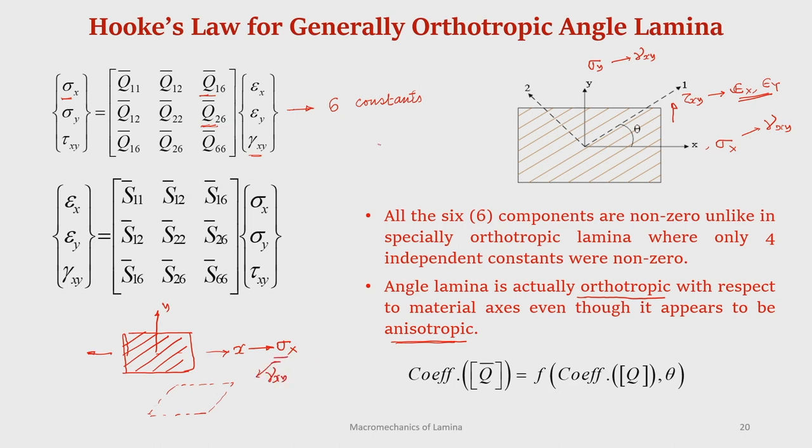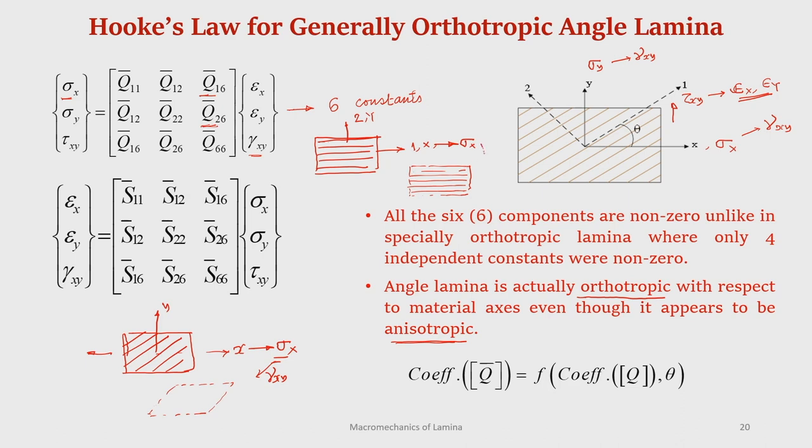On the other hand, if you have an orthotropic lamina, special orthotropic lamina, and if you apply, suppose this is 1, this is 2, this also coincides with x and y. Suppose you apply sigma x, its deformed shape will be like this. It will not distort. It will elongate and it will contract in the transverse direction, okay?